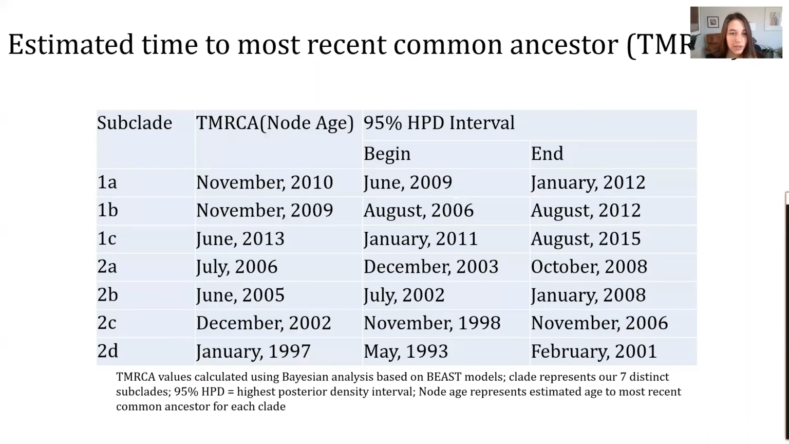The estimated node ages, or most recent common ancestor, for each of the clades varies within a range from January 15, 1997, up through June 10, 2013, suggesting multiple lineages of viruses were introduced or emerged at different time points over the years, which is what has allowed their independent diversification into 7 distinct subclades circulating in Connecticut.